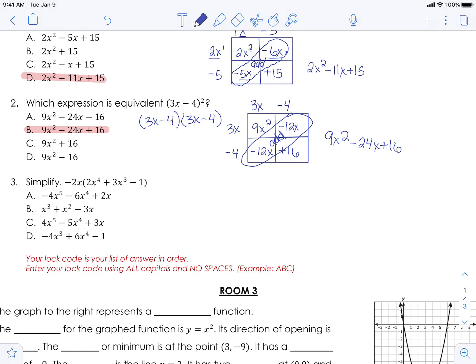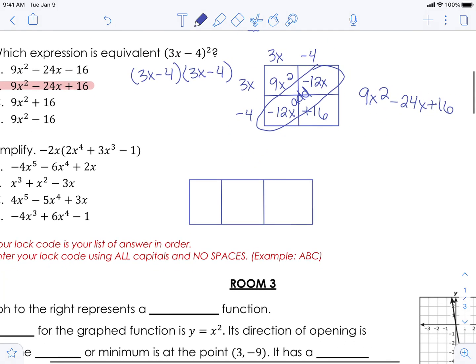Looking at number 3 for this one, I have a monomial times a trinomial, so I have a 1 by 3 box. I'm going to draw it out real quick. Perfect. Okay, so I put my monomial on the side, negative 2x, and then my trinomial on top, so I have 2x to the 4th, plus 3x cubed minus 1. And I'm going to multiply.